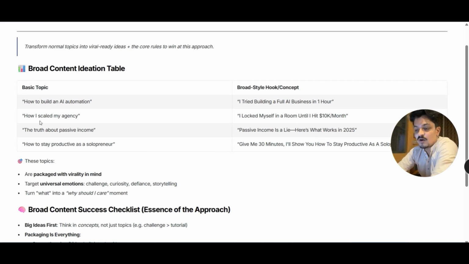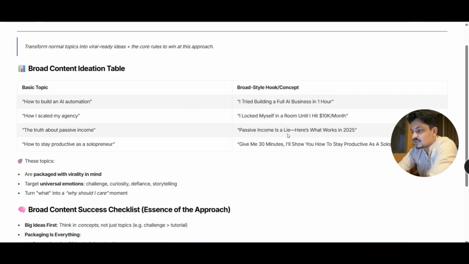The second one we got is how I scale my agency. And if I have to add some kind of concept to this idea, I'm going to turn this into, I lock myself in a room until I hit $10,000 per month, or I lock myself in a room until I scale my agency to $10,000 per month, or $500,000 per month, right? You can see that the metaphor right here is the concept, and again, it's way more engaging than this right here. It's looking dead.